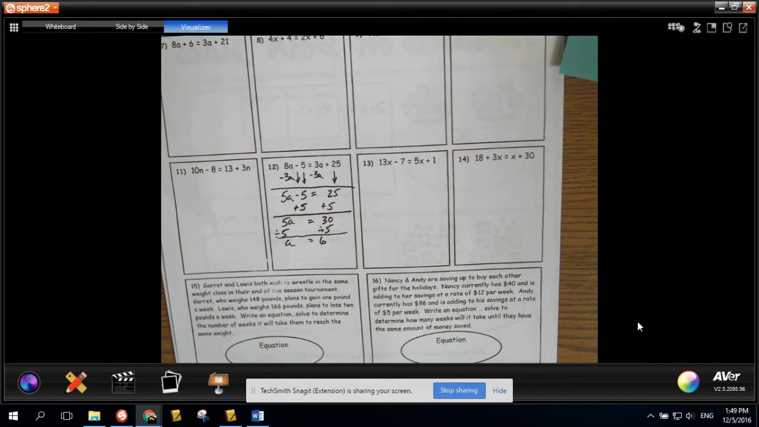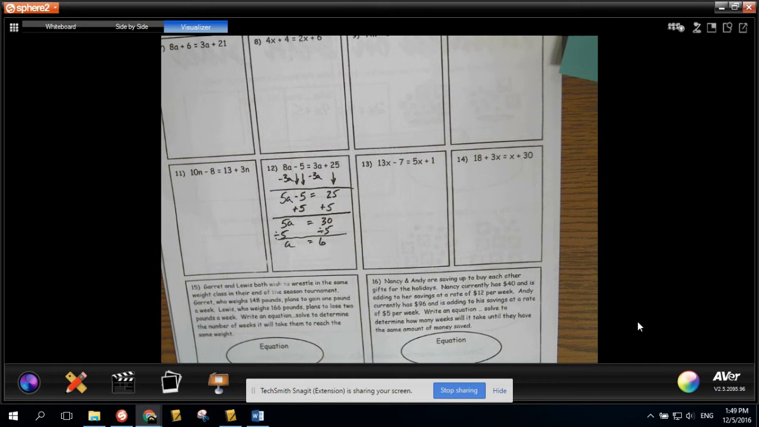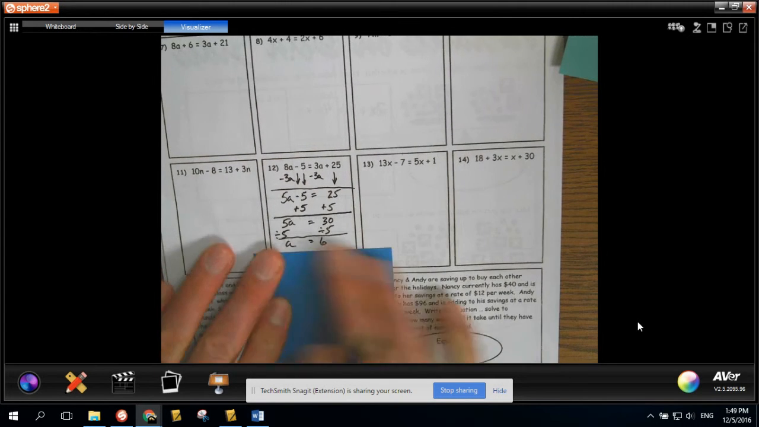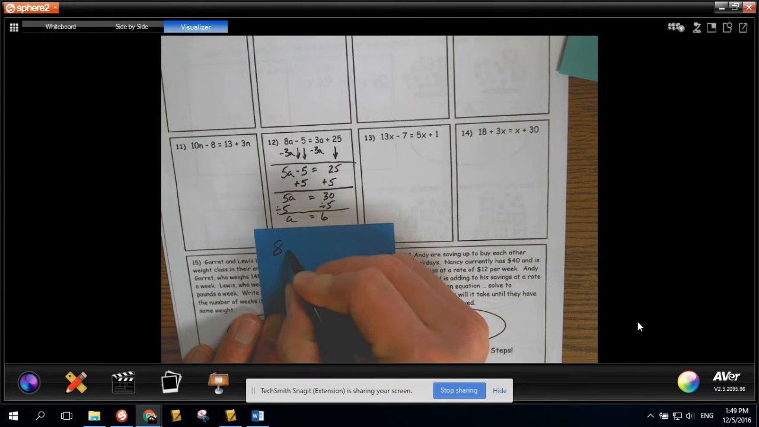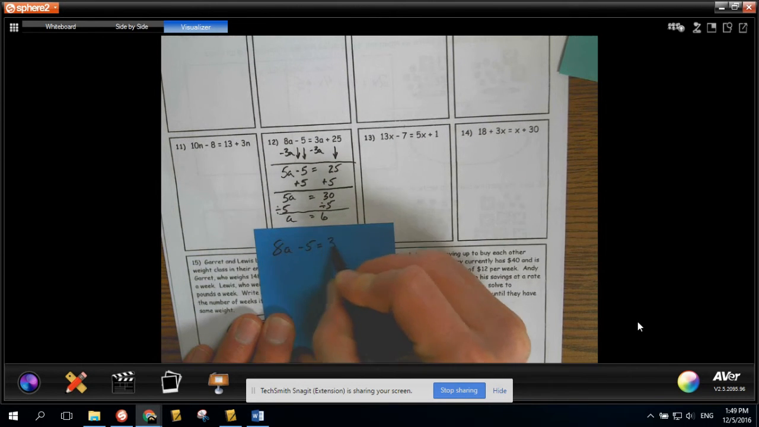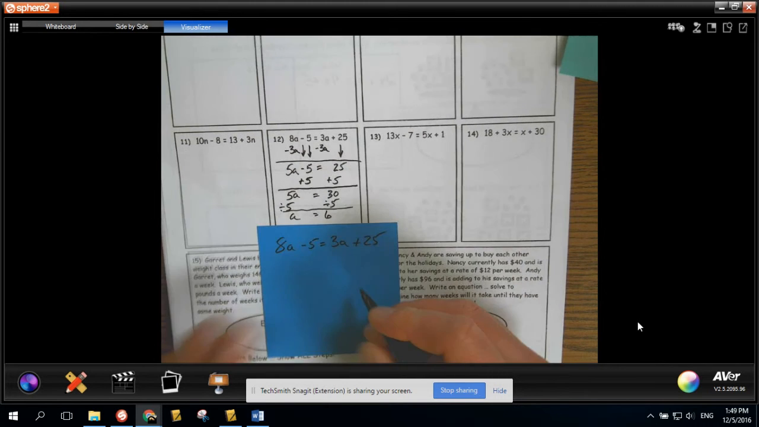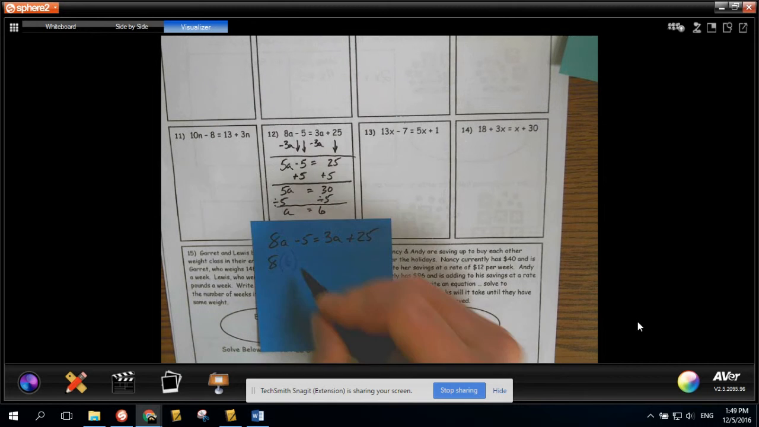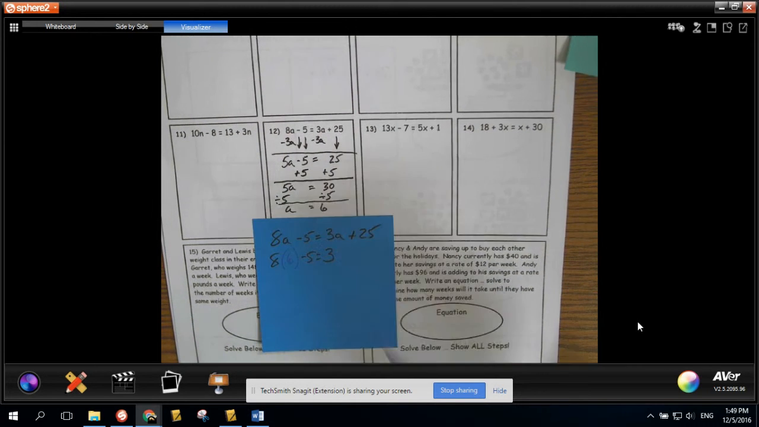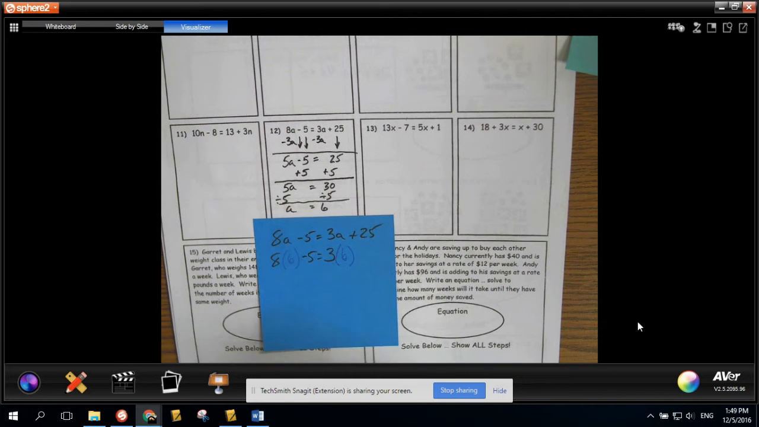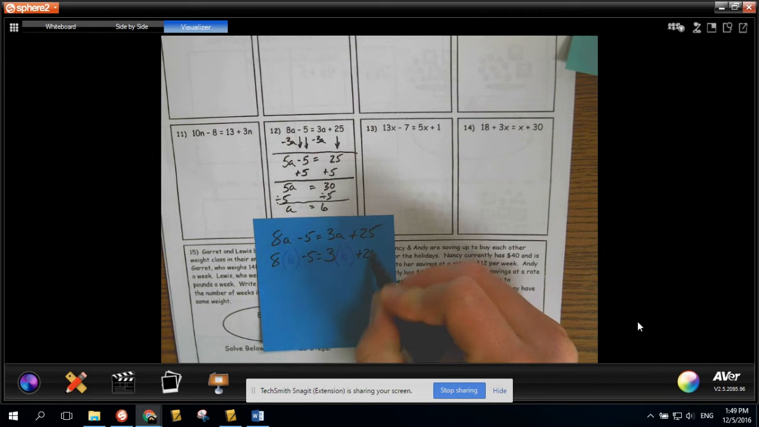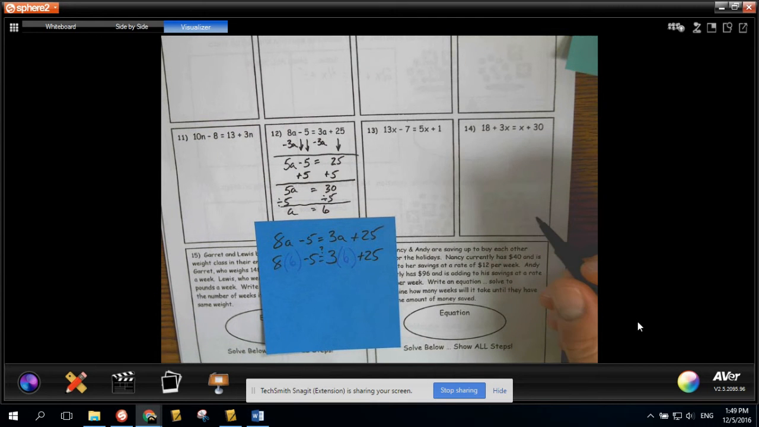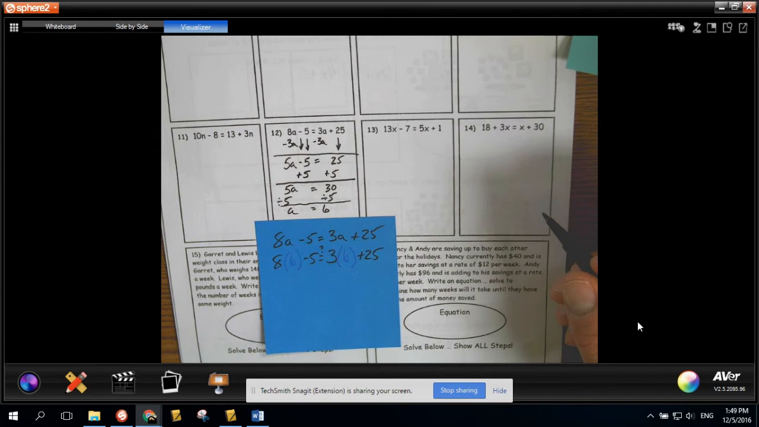Okay, for our check, I have to get a sticky note here. I'm getting a little tight on space. So for our check here, we're going to copy down the original equation. And every time we see an A, we are going to substitute 6. So then 3 times 6 plus 25. So if we did everything right, the left side of my equation should be the same as the right side.